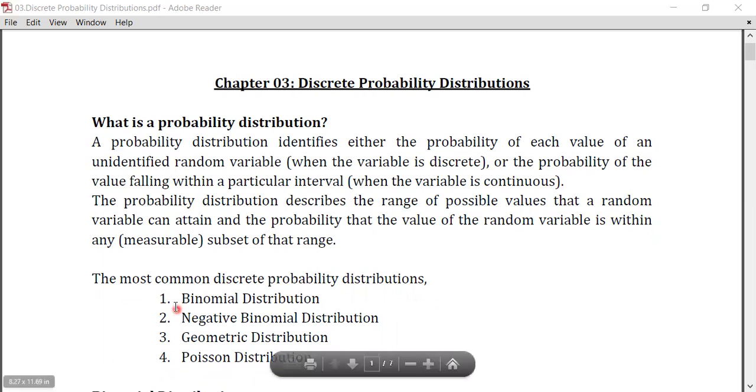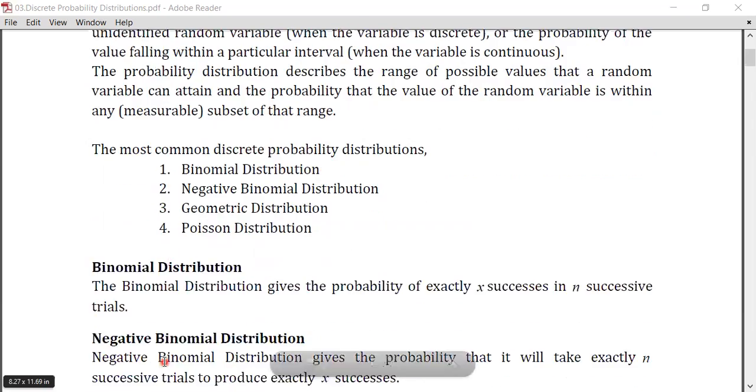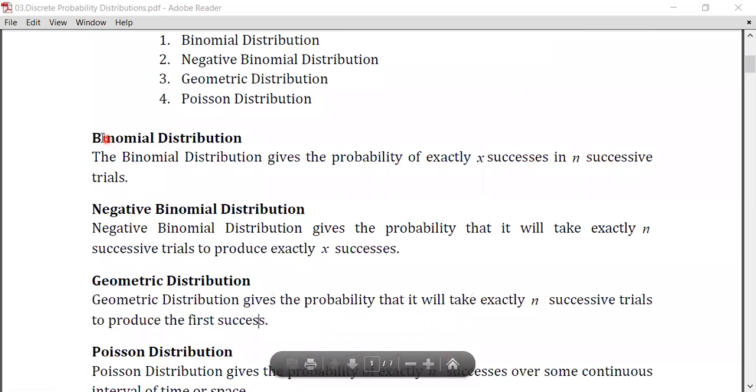1. Binomial distribution. 2. Negative binomial distribution. 3. Geometric distribution. 4. Poisson distribution. If you go through these four distributions briefly, first I will look at the binomial distribution.